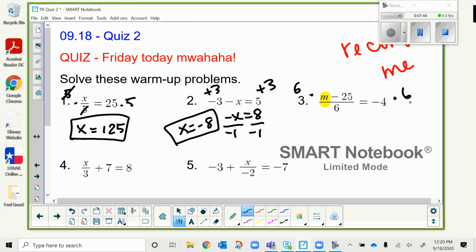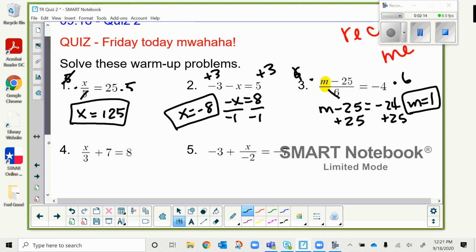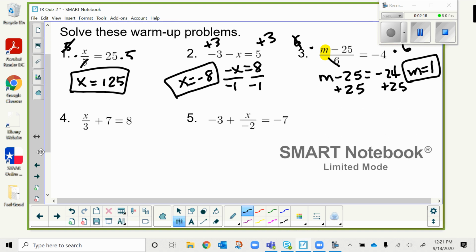So multiply both sides by 6. So cancel, cancel there. That leaves me m minus 25 equals -24. And then I add 25 to both sides. And I have m equals 1. And then these two on the bottom.